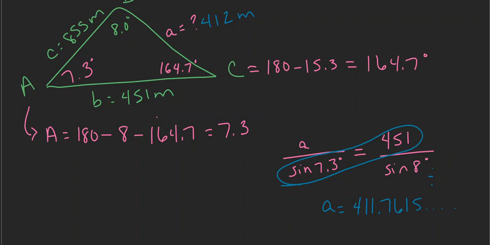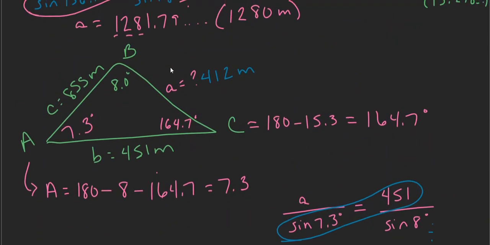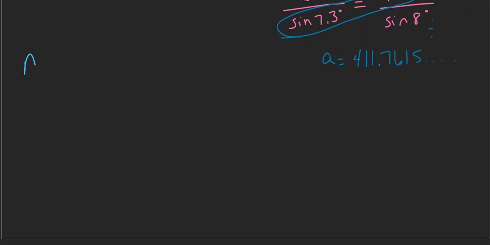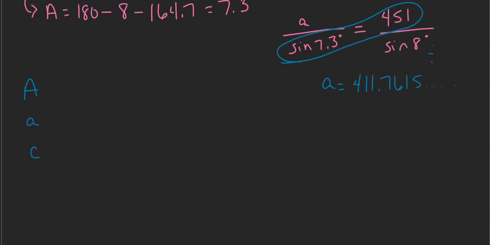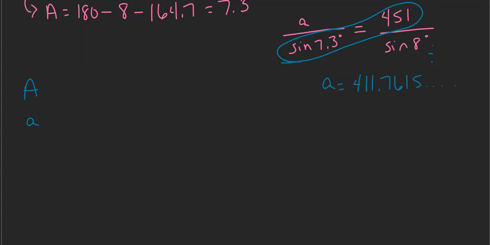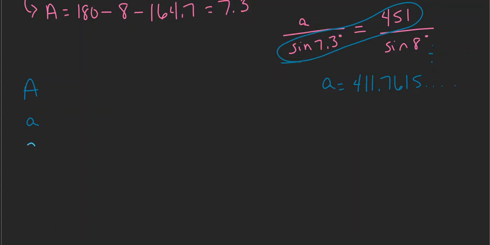So if I put all this together, what I just found out was I was looking for a new A, a new C, and a new little a. So I have angle A, side A, and side C. No, angle C. Let me fix that. Okay, so these are the things I'm finding in the two triangles.